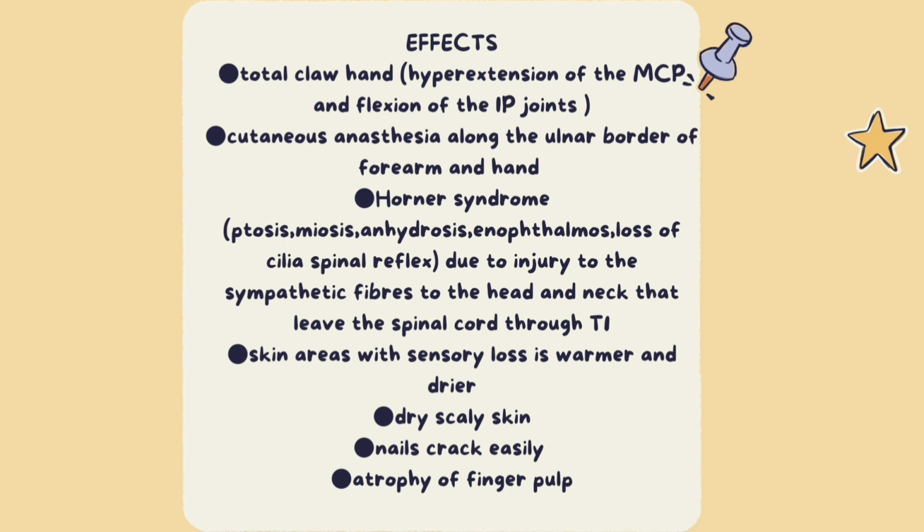Horner syndrome. Ptosis, drooping upper eyelid. Miosis, constricted pupil size. Anhidrosis, absence of sweating. Enophthalmos, sunken eyeball appearance. Loss of ciliospinal reflex, which is pupil dilation reflex. Horner syndrome is due to injury to the sympathetic fibers to the head and neck that leave the spinal cord through T1. Skin areas with sensory losses are warmer due to arteriolar dilation and drier due to absence of sweating.